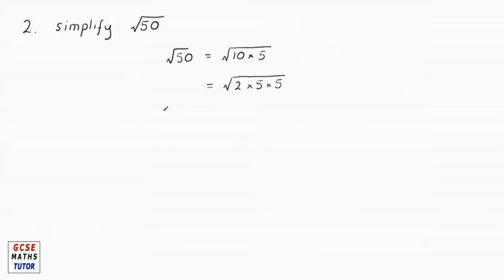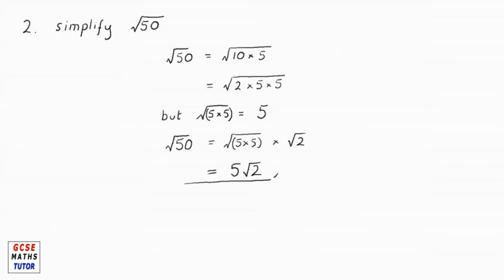Example number 2. Simplify the square root of 50. The square root of 50 equals the square root of 10 times 5, which equals the square root of 2 times 5 times 5. But the square root of 5 times 5 is 5. So the square root of 50 equals the square root of 5 times 5 times the square root of 2, which equals 5 times the square root of 2.